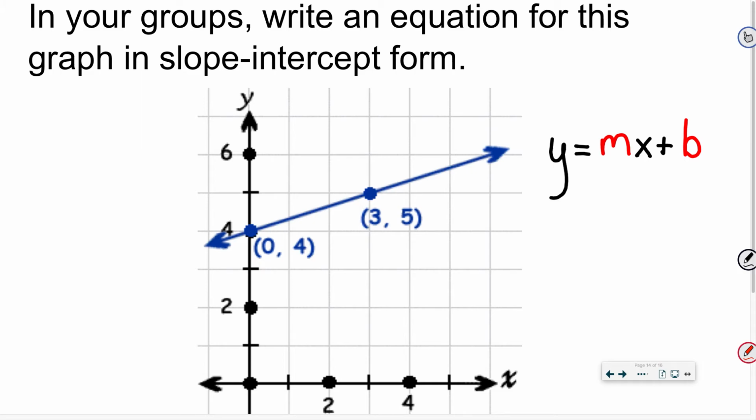Now let's take a look at the line. We want to write our equation in slope-intercept form. So we want to find the value of m and the value for b. Take a look at the line. How could we find m? How could we find b?